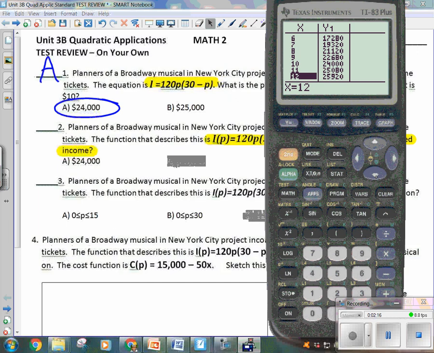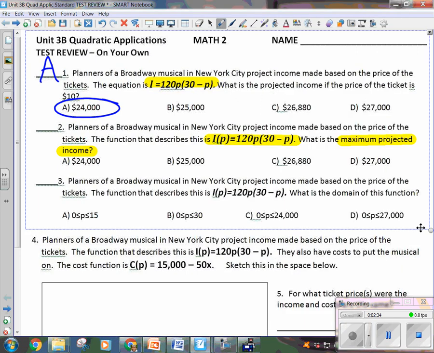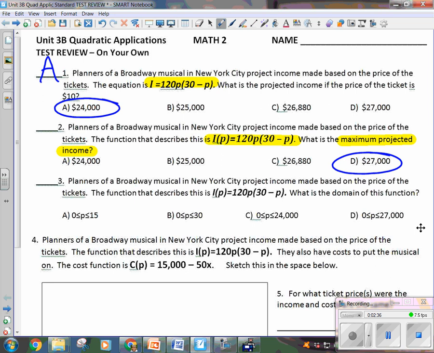So it looks like I'm still getting bigger, 27,000. I'm going to pause right there because I'm noticing at 15, my projected income is 27,000. At 14 and 16, I'm at 26,880. So that tells me my answer is 27,000 is my maximum, and that would be letter D.